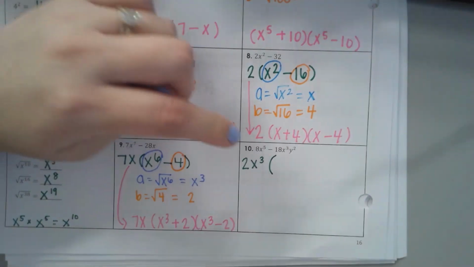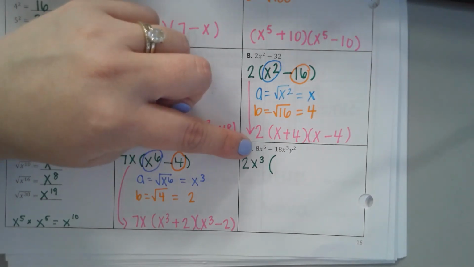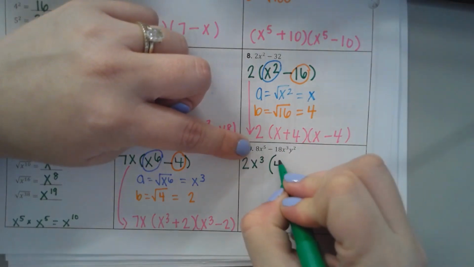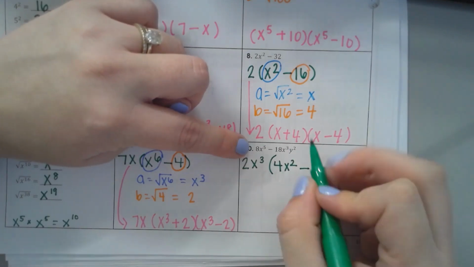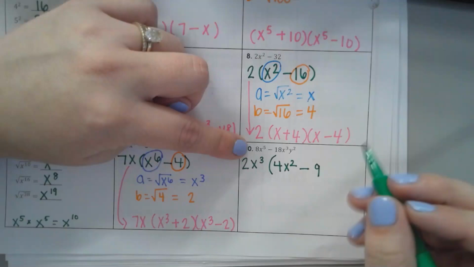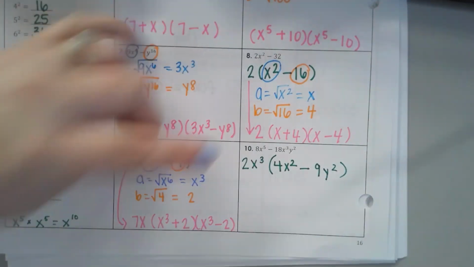So this leaves me with, what's 8 divided by 2? 4. And then how many x's? So x squared minus 9y squared. Good. Because all of the x's came forward.